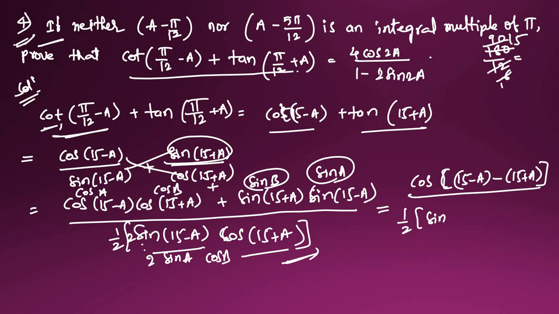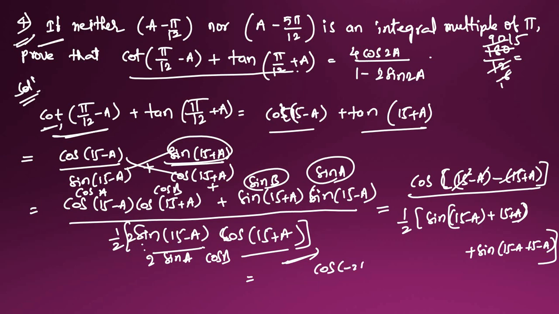So sin of (a plus b) means 15 minus a plus 15 plus a will come here in this one. And again, sin of (a minus b) means 15 minus a minus 15 plus a will come here. So here this total answer will come. From this we can write it as cos, here 15 will get cancelled and minus a minus a, cos minus 2a will come from that.